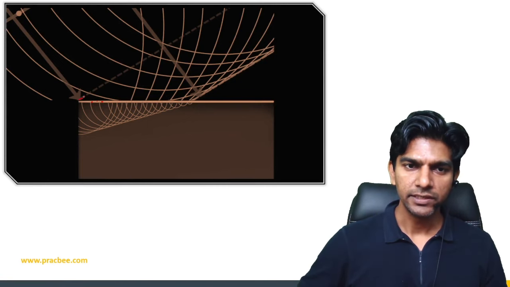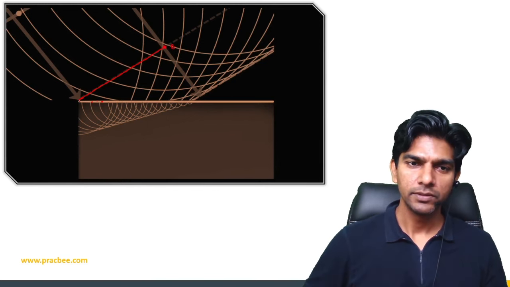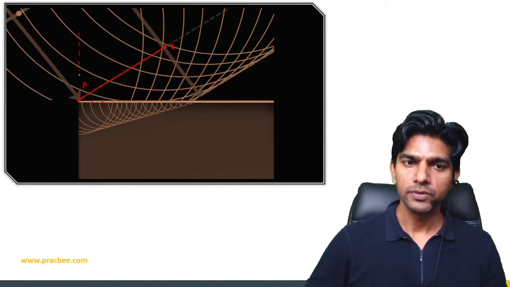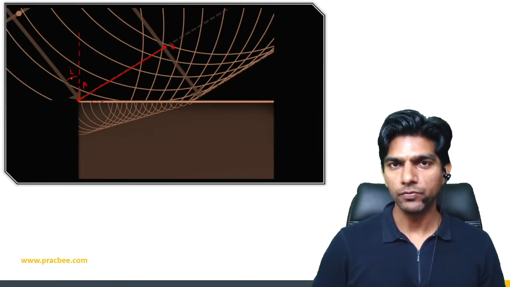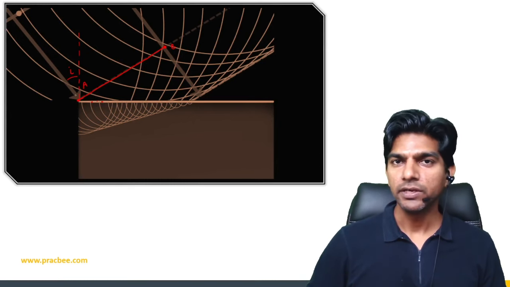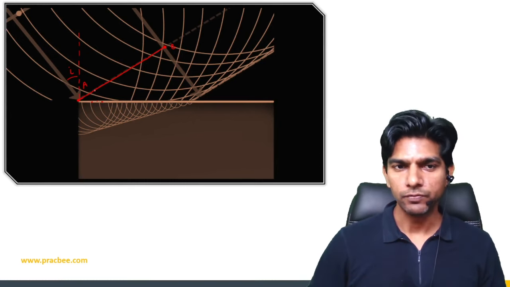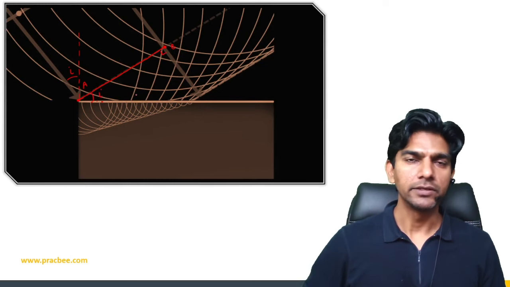So we can say this is the incident wavefront, and I'm considering this point as B, this point as A. And this is the normal at the point of incidence. And let us say the ray makes an angle I with the normal. So this is the angle of incidence. If this angle is I, and we know that the ray is always perpendicular to the wavefront, so this angle is also I, and this angle will be 90 degree.